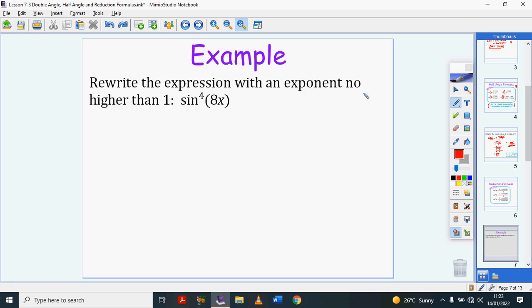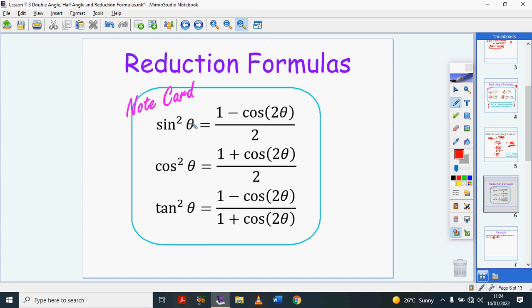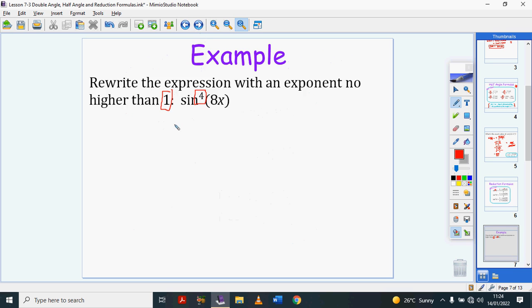Write the expression with an exponent no higher than 1. So they want the highest exponent to be 1. That means I need to reduce this power, which is a power of 4, and make it a power of 1. How do we do that? I see that sine squared theta can be reduced to 1 minus cosine 2 theta all divided by 2. So here the highest power is 1, but here the highest power was 2. So that's the idea I'm going to use.